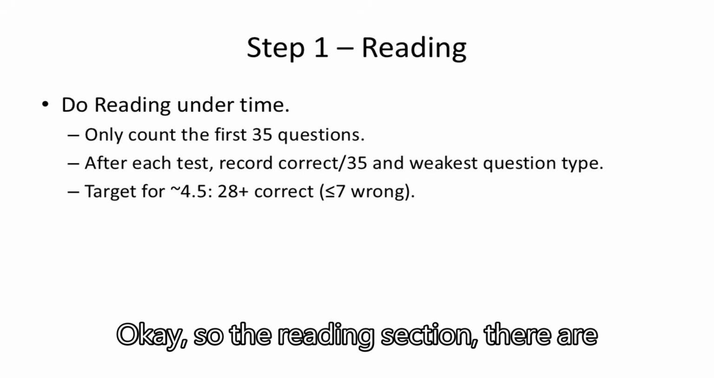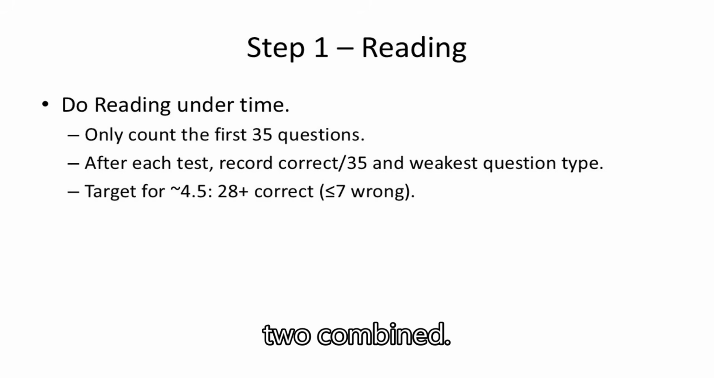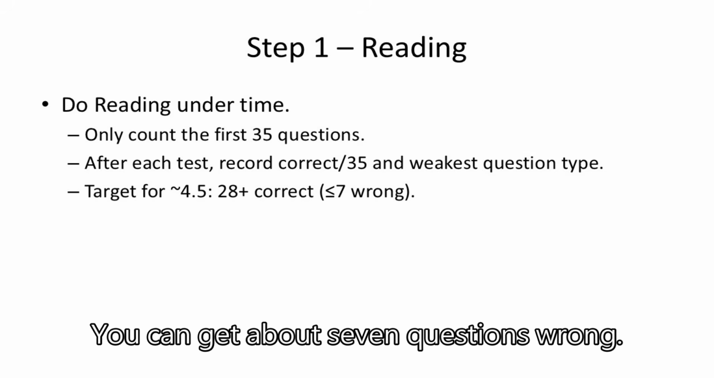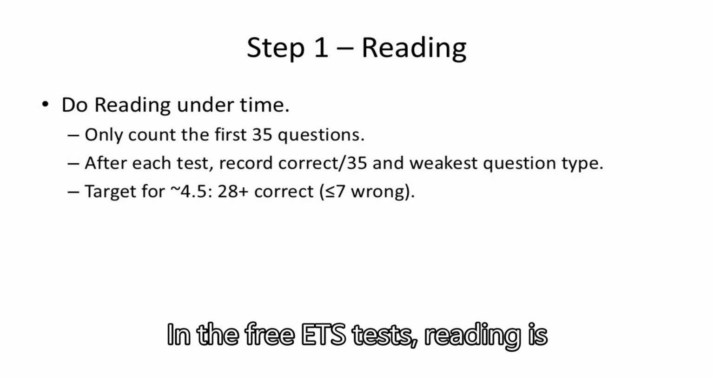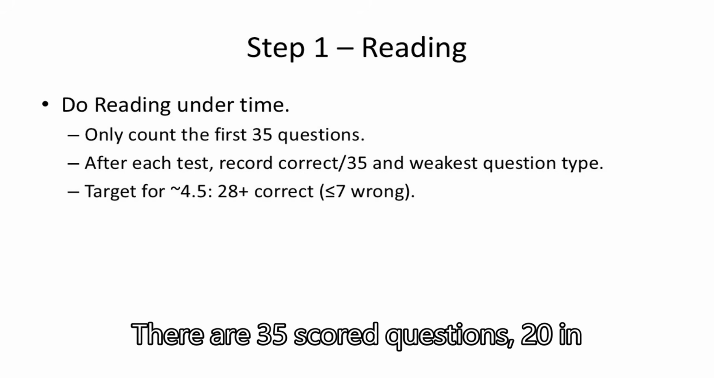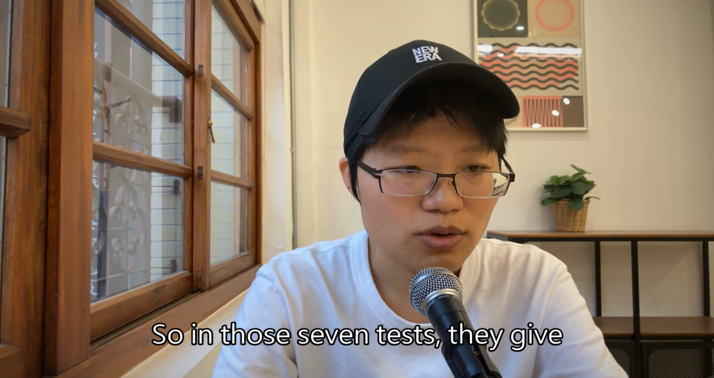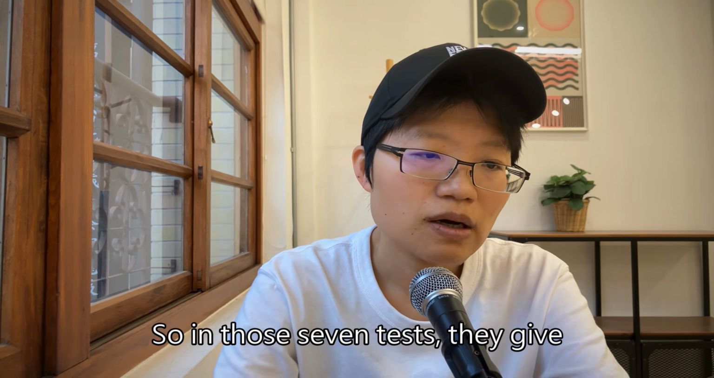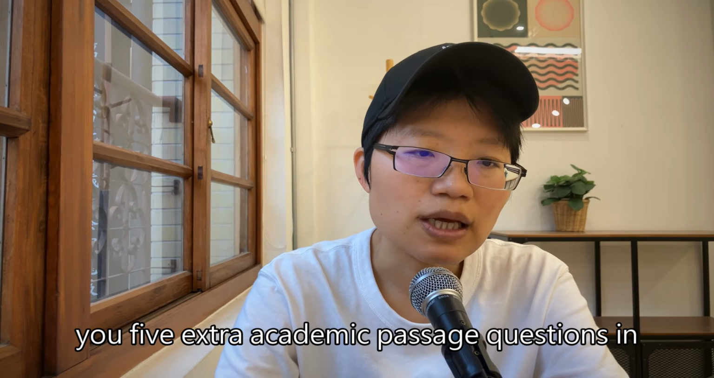Okay, so the reading section. There are 35 questions in reading module 1 and 2 combined. You can get about 7 questions wrong. That is about 20% error rate. In the free ETS tests, reading is very consistent. There are 35 scored questions, 20 in the first module, 15 in the second. So in those 7 tests, they give you 5 extra academic passage questions in module 2.